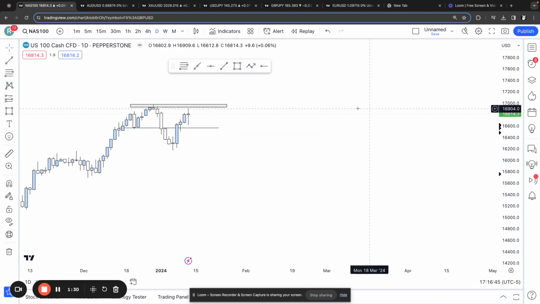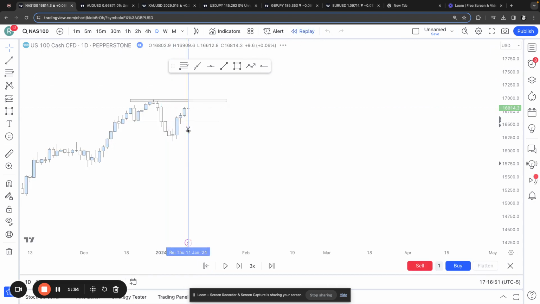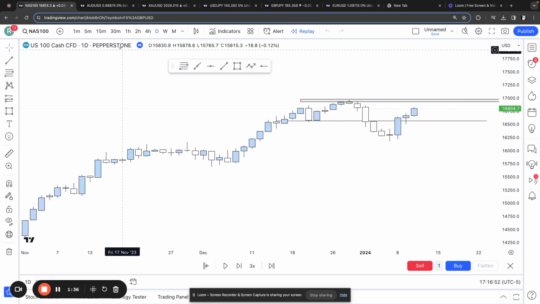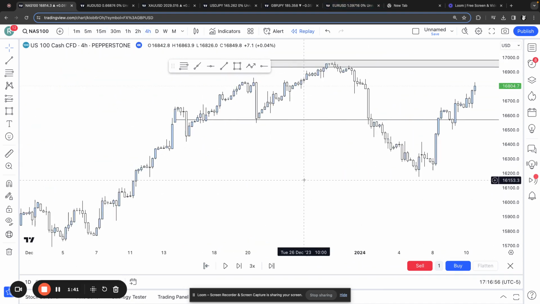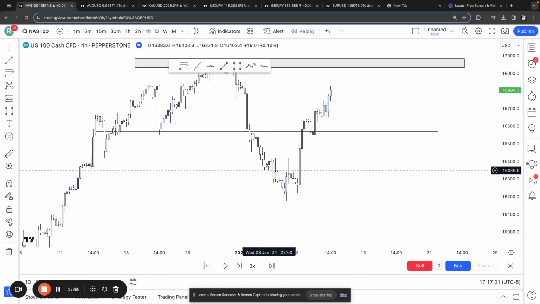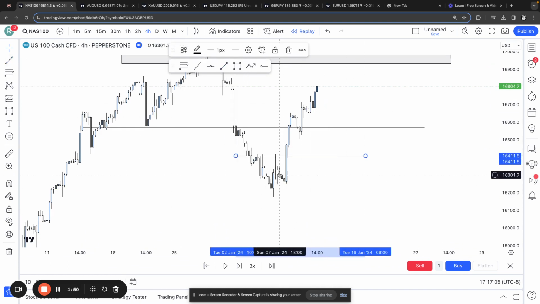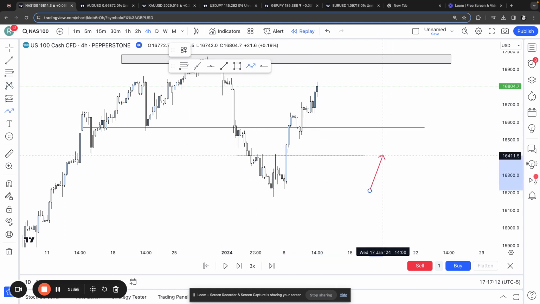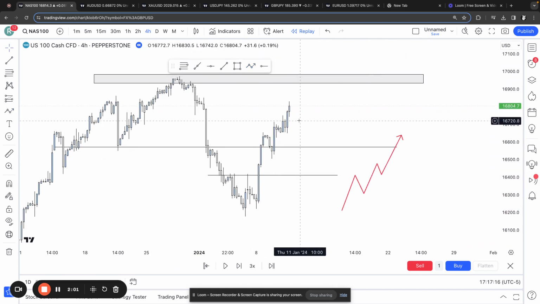Where's the replay tool? Replay. Go back to the 4-hourly. So, like I was saying, this is the retracement on the 4-hour chart. It's making structures to the upside. This was the breaking structure right here to the upside. Now price doing what? It's making higher highs and higher lows, right? All right, so this is what price is doing right now.